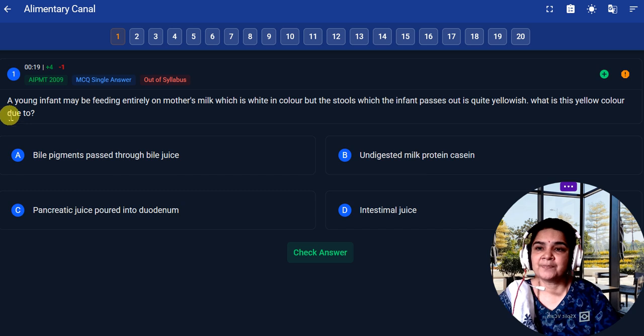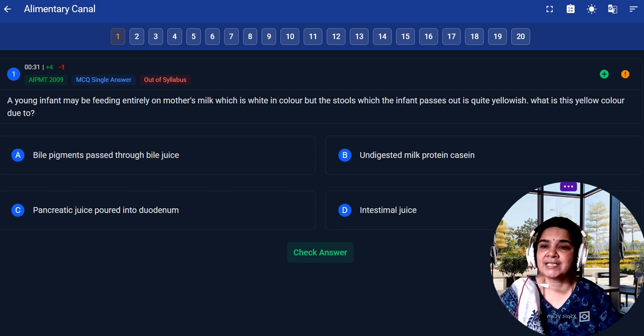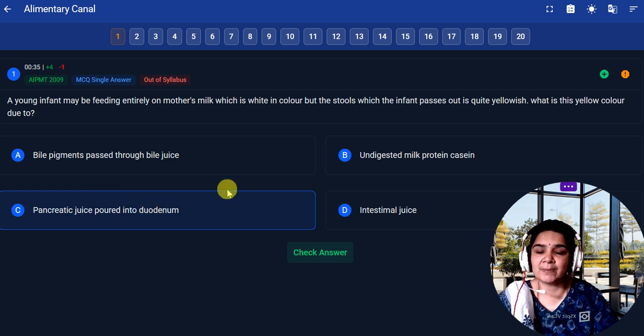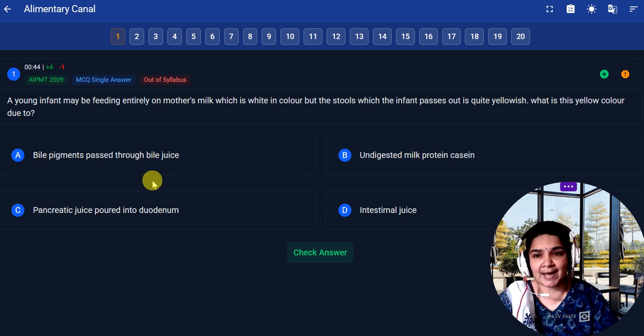So let us see some of the most important MCQs from this lesson. The first question is, a young infant might be feeding entirely on the mother's milk, which is white in color, but the stools which the infant passes out are quite yellowish. What is the yellow color due to? The yellow color of the stools is mainly due to the bile pigments which are liberated from the gallbladder, which secretes the bile juice. The bile juice contains the bile pigments, that is bilirubin and biliverdin, which give the yellow color to the stools.